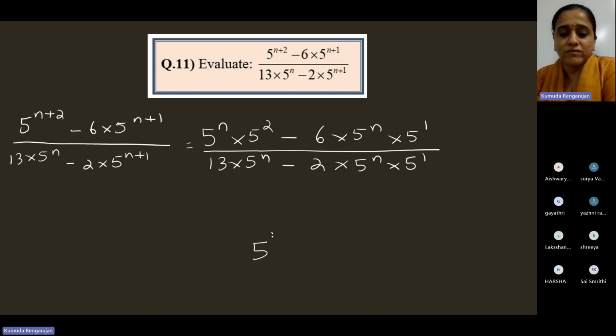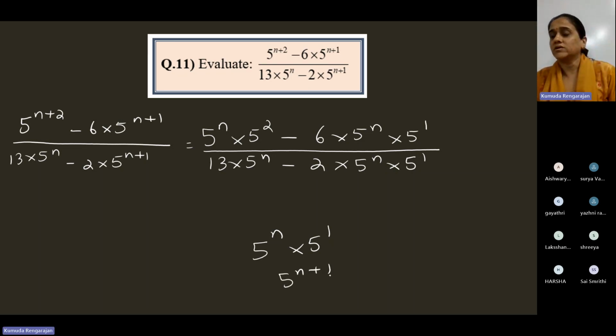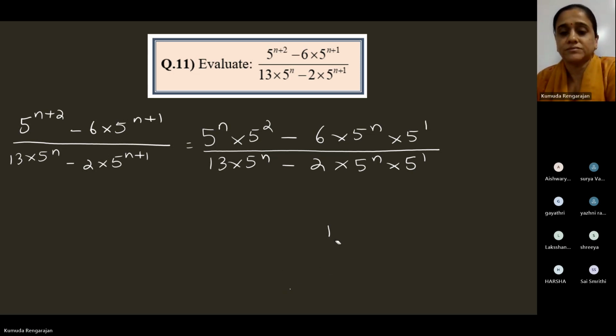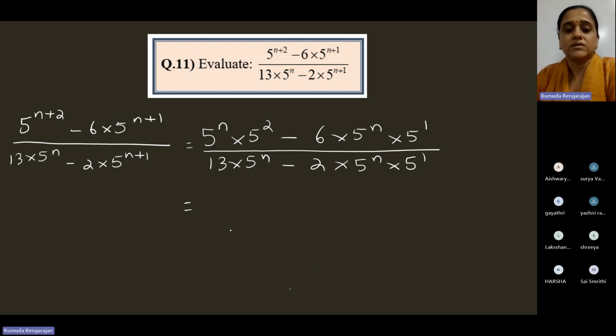Because 5 to the power n into 5 to the power 1, bases are same and it's multiplication, so we'll have to add the powers. So 5 to the power n plus 1 can be written as 5 to the power n into 5 to the power 1. Okay. So we are taking out 5 to the power n common, because in both the numerator and denominator, you can see 5 to the power n. So we'll take out 5 to the power n common in the numerator and in the denominator.